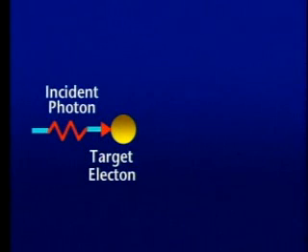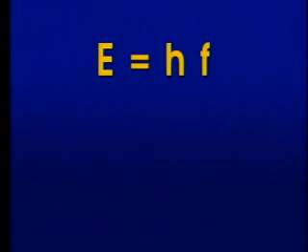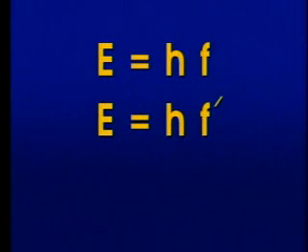Now, look at this photon. It has energy E is equal to hf. It strikes the target electron, gives a part of its energy to the electron and scatters with the remaining energy E, which is equal to hf prime. The scattered electromagnetic radiation has frequency f prime, which is less than incident frequency f. The phenomenon is known as Compton effect.